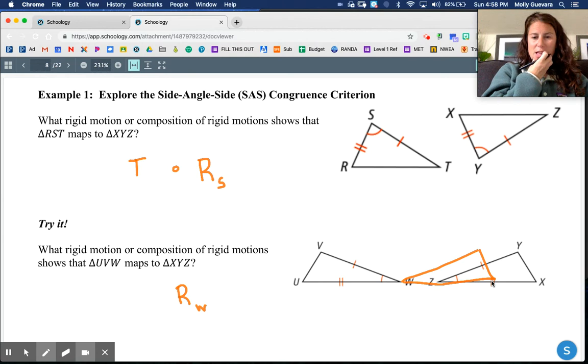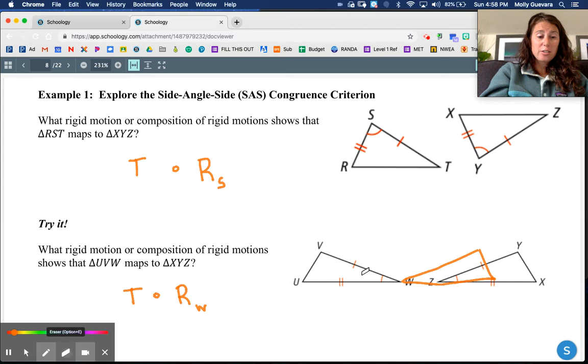Right? And then all I have to do is just slide it to the right. So then I can do a composition and then just translate it to the right. I don't know how many units because it's not on a coordinate plane, but I just know that I will have to translate it to the right.